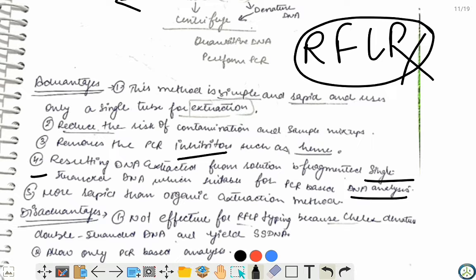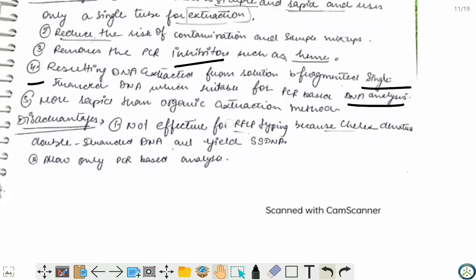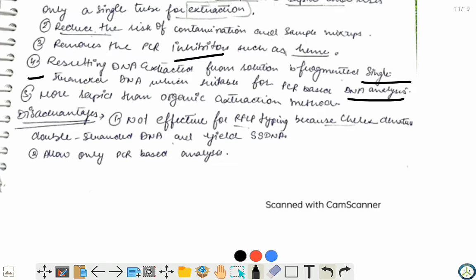Okay, so this is more rapid than the organic extraction method. Okay, so what will be its disadvantages? First of all, it is not effective for RFLP typing because the Chelex denatures the double stranded DNA and yields single stranded DNA. Okay, it allows only PCR based analysis. So these are the disadvantages of the Chelex bead method.